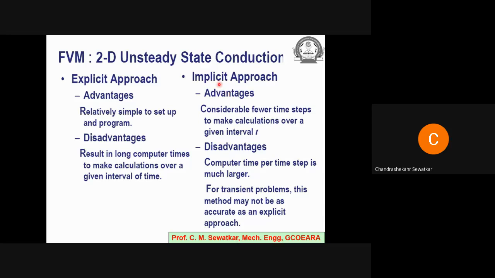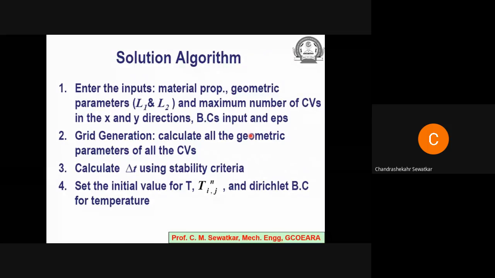The implicit method has the advantage of considerably fewer time steps to make the calculation over a given interval of time. Although this is an advantage, the computer time per time step is much larger in the case of the implicit method because we need to solve the equations simultaneously. So that's the implicit and explicit approach.